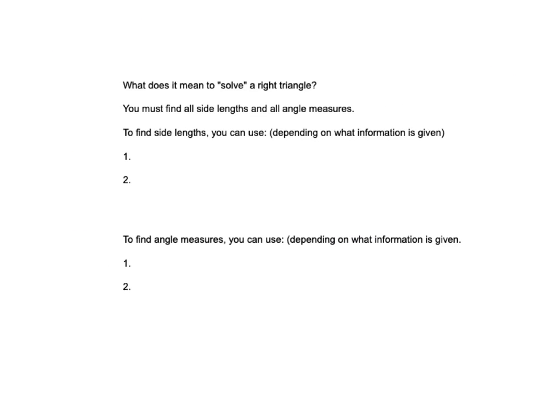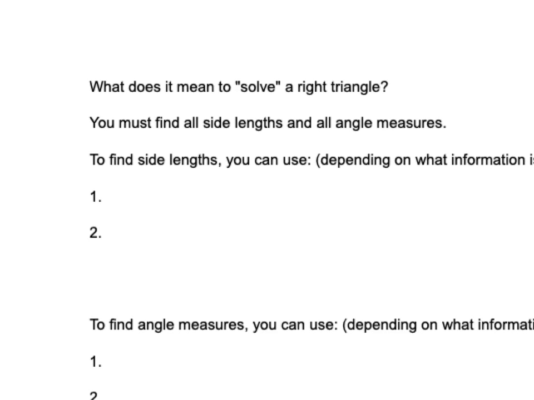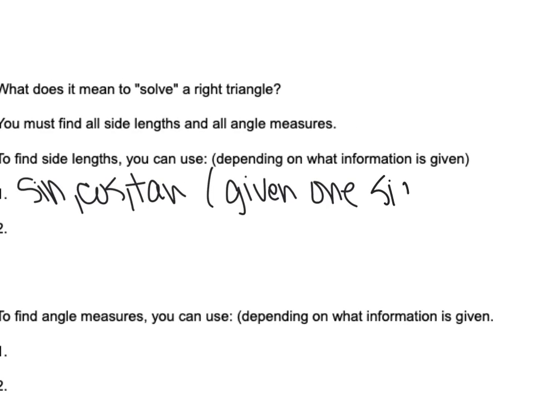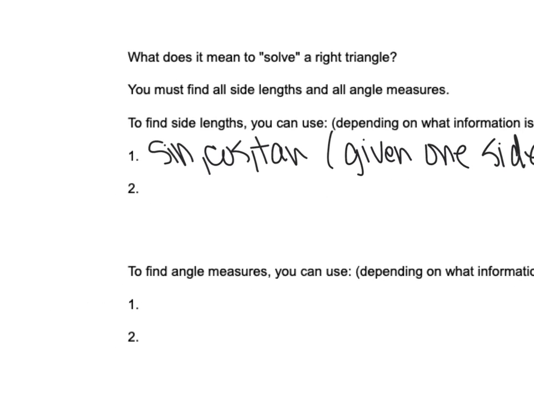Okay. If you're going to solve a right triangle, that means you find all the side lengths and all the angle measures. To find side lengths, the ways that we've talked about so far, you can use sine, cosine, and tangent if you only are given one side and an angle. Or you can use the Pythagorean theorem if you are given two sides.